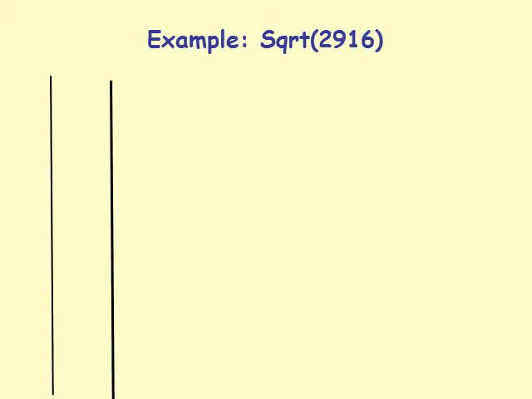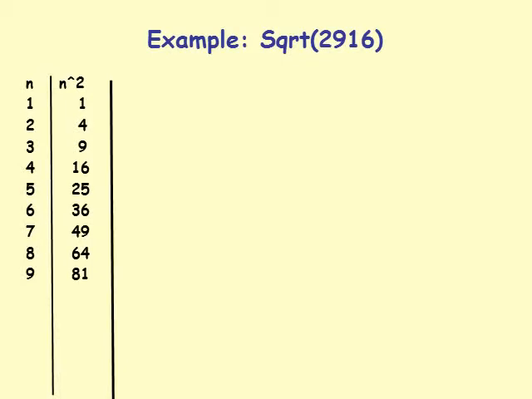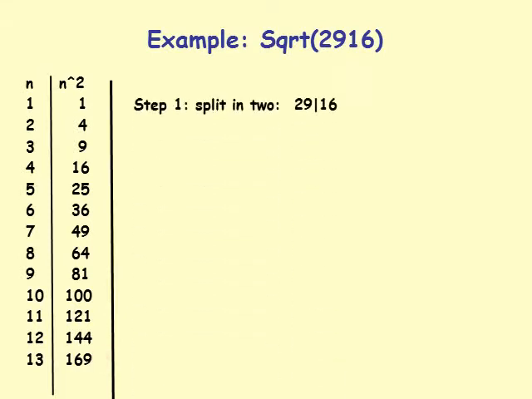Example: we're going to find the square root of 2916. Here's my table of squares, my cheat sheet. The square of 1 is 1, of 2 is 4, of 3 is 9, of 4 is 16, of 5 is 25, of 6 is 36, of 7 is 49, of 8 is 64, of 9 is 81, of 10 is 100, of 11 is 121, of 12 is 144, of 13 is 169.